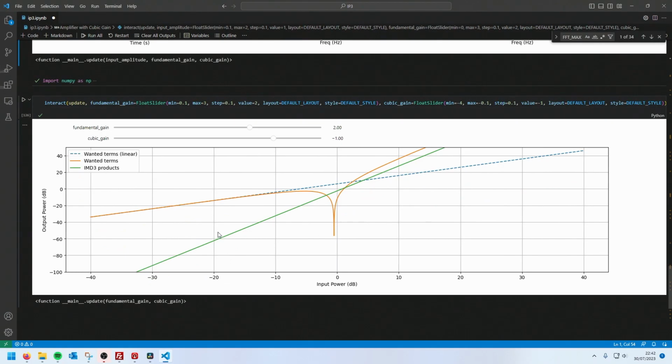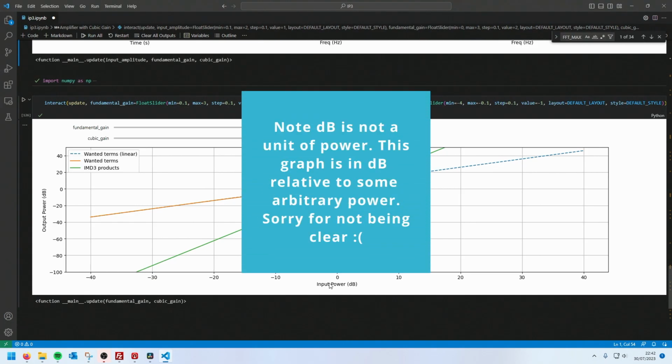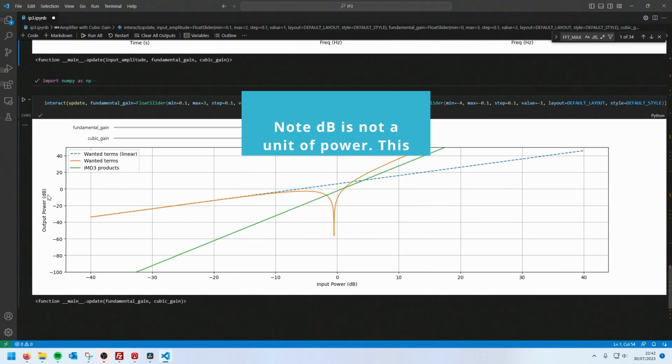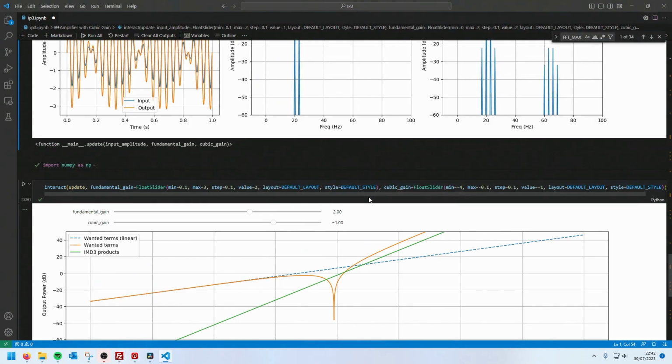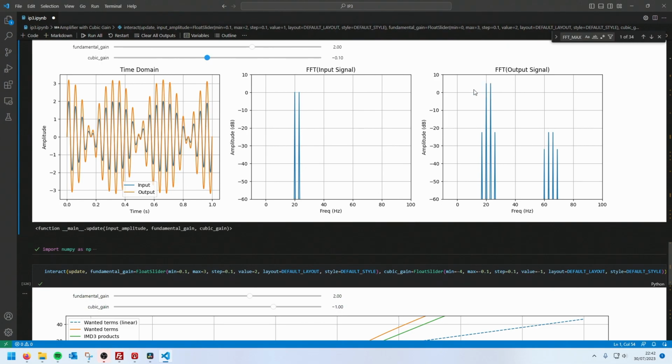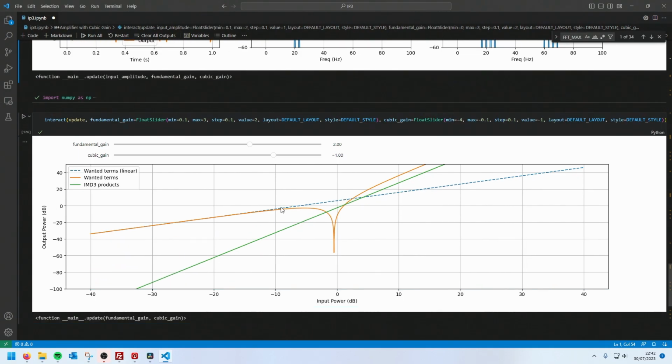So what I've done here is, instead of looking in terms of frequency or time, I'm now increasing the input power and looking at how much output power I'm getting. The orange line is what I'm getting at the two frequencies of my wanted signal, the ones that I'm trying to amplify, and I've drawn a linear dotted blue line. This is what would happen if the amplifier was perfectly linear as I scaled my input.